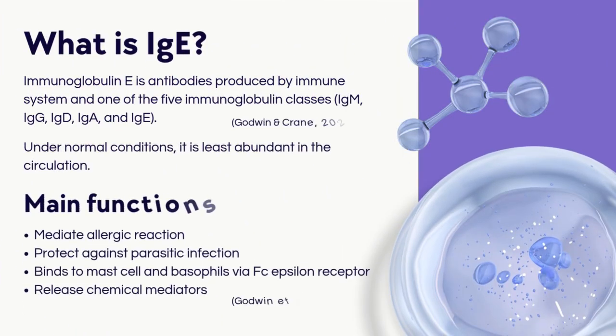Next, what is IgE? Immunoglobulin E is an antibody produced by the immune system and one of the 5 immunoglobulin classes. Under normal conditions, it is the least abundant in the circulation. Its main functions are to mediate allergic reaction, protect against parasitic infection, bind to mast cells and basophils via Fc epsilon receptor, and release chemical mediators.